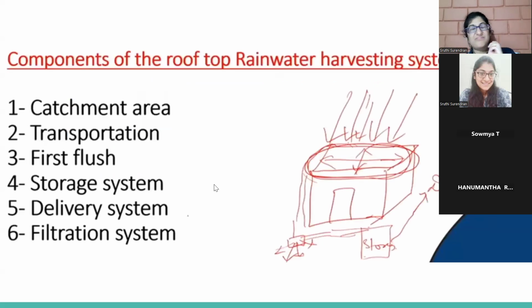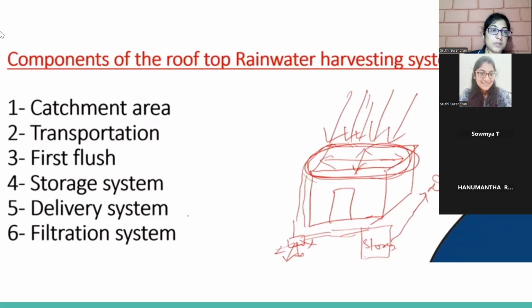Okay, so let's see first of all, what is a PVC pipe filter, and then we'll go into the requirements or guidelines for a PVC pipe filter. Like how we had discussed earlier, there are various components of rooftop rainwater harvesting, out of which the catchment, transportation, and storage are the most important. Now, apart from that, there is also something called a first flush. Then, transportation and delivery system are different. The delivery system is after the storage, how the water is used, and then there's a filtration system.